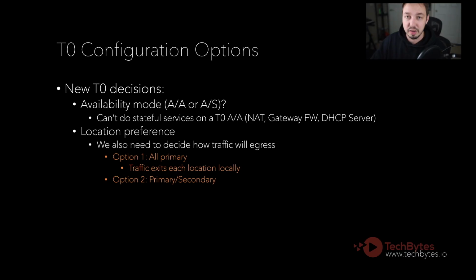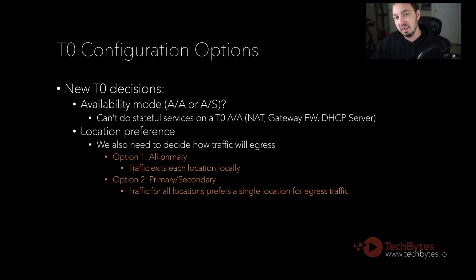So the next one is primary secondary. So primary secondary basically means traffic for all locations where this T0 is stretched will egress from one location. We'll call it the primary location. So if I have 3 locations, I'm going to say one of them is primary, the other 2 are secondary. The secondary locations for anything connected to that T0, only that T0, will go something like this. It'll basically leave that location, go to the primary, then out to the internet from there.